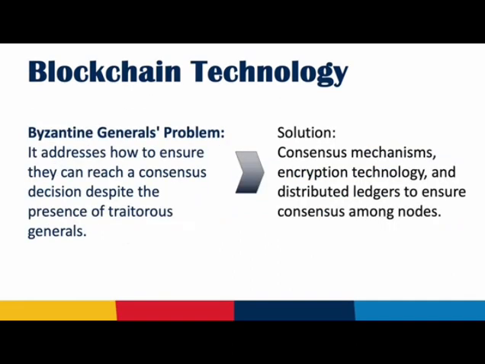So as we have known before, blockchain tackles some big issues. One of them is called the Byzantine general problem. It is like, how do you make sure everyone agrees on something, even if some folks might be trying to mess things up? Blockchain uses cool stuff like agreements among computers, fancy codes, and shared ledgers to make sure everyone is on the same page.